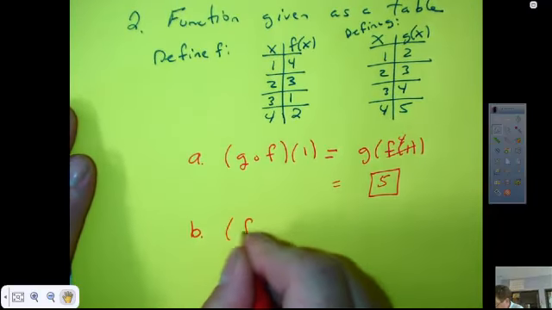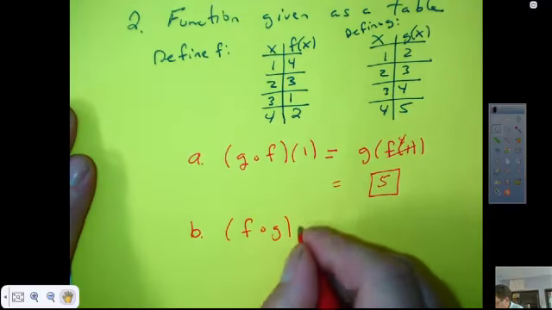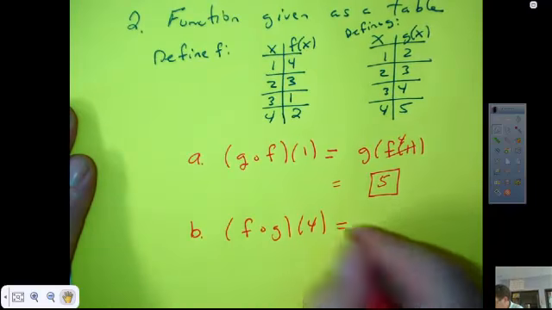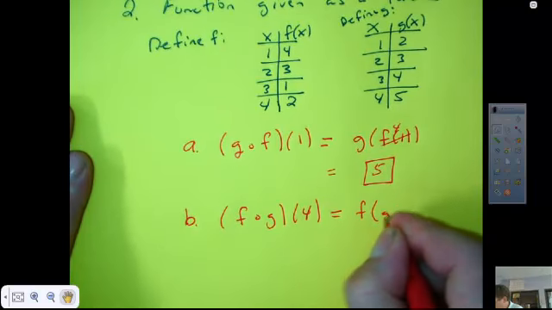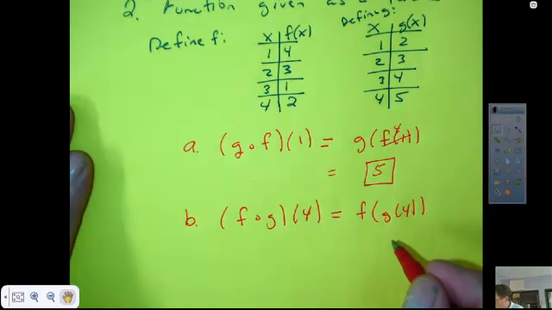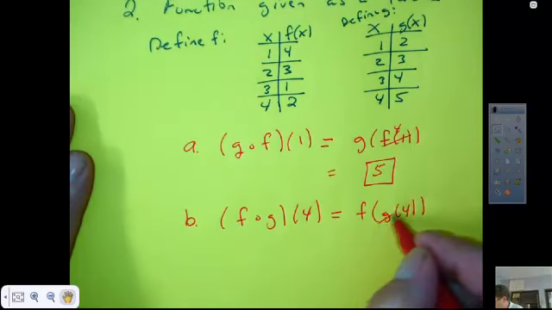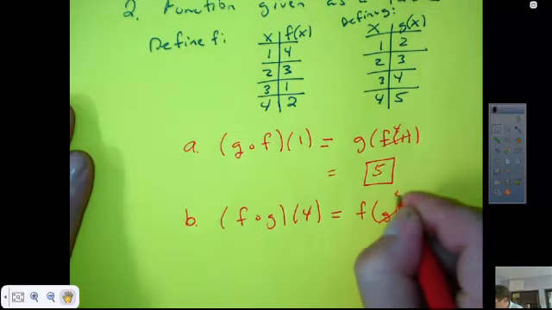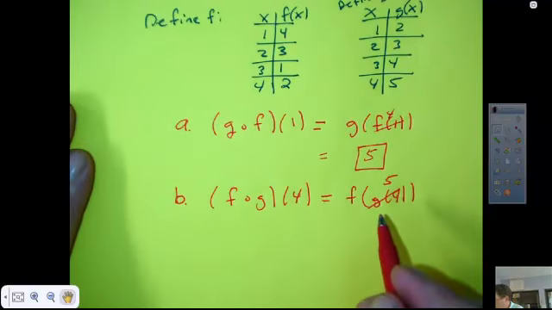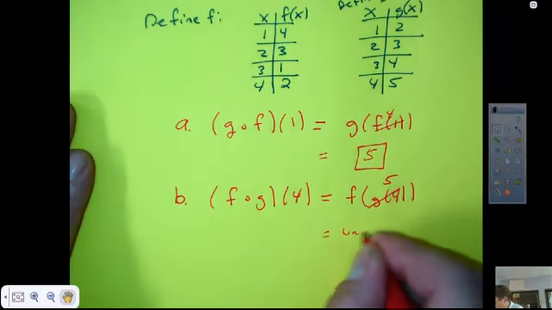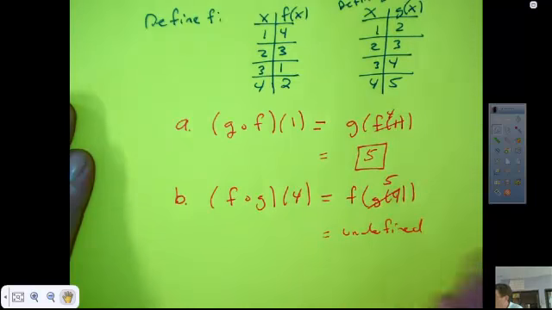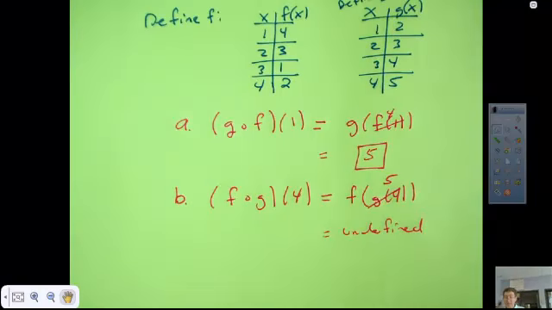What about f composed of g of 4? We'll work this the same way. What is g of 4? g of 4 is 5. What's f of 5? Yeah, it's not there, right? In fact, it's not defined. We say it's undefined, which is an okay answer. So you don't have to have every value defined. You could have an undefined one.